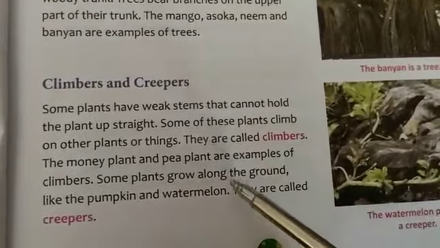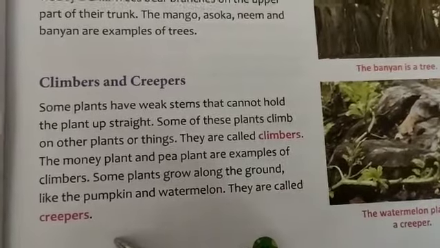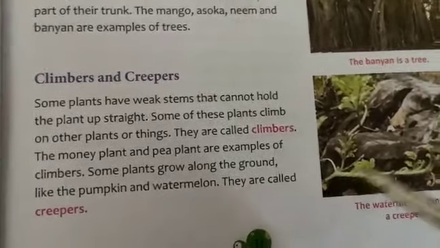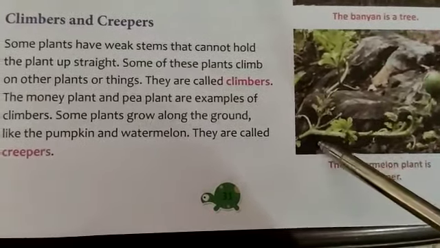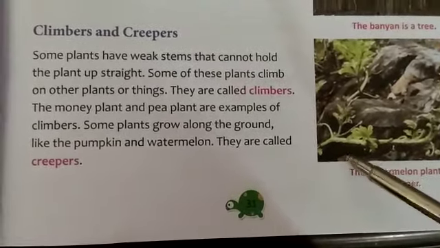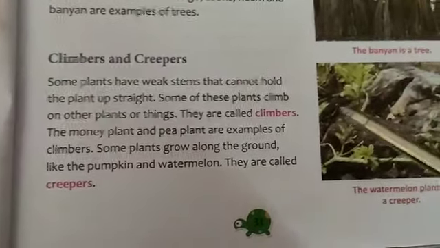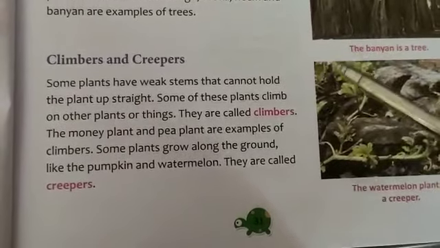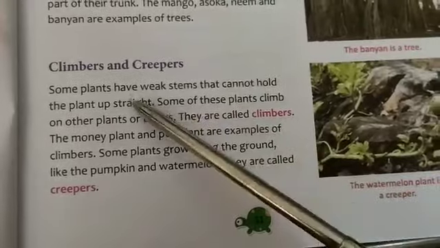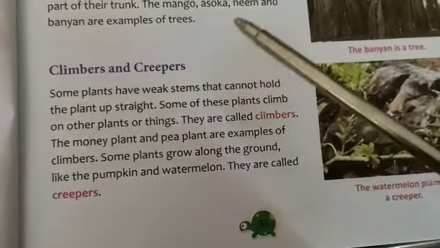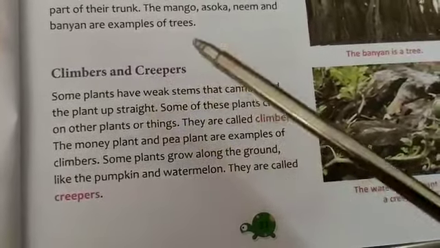Some plants grow along the ground like the pumpkin and watermelon. They are called creepers. So, some plants, see the watermelon, they grow along the ground. Also the pumpkin, you must have seen it. They are called creepers. So what are the 5 types of plants we have studied just now? Herbs, shrubs, trees, climbers, creepers.